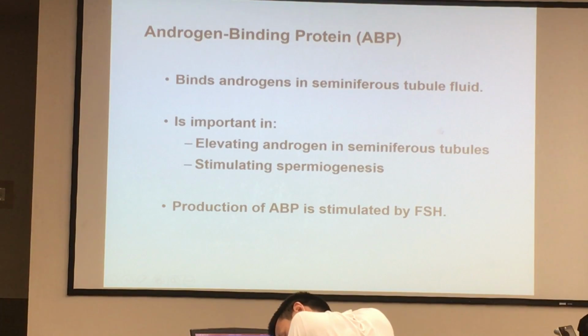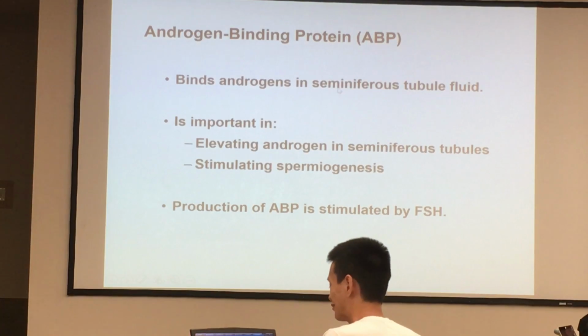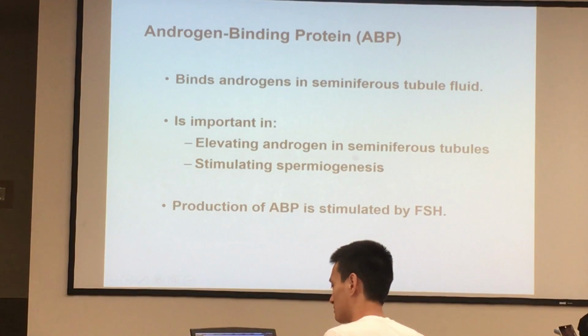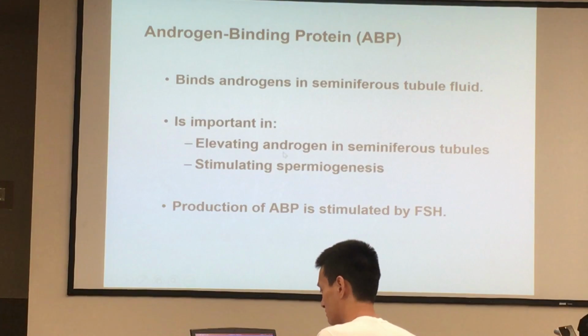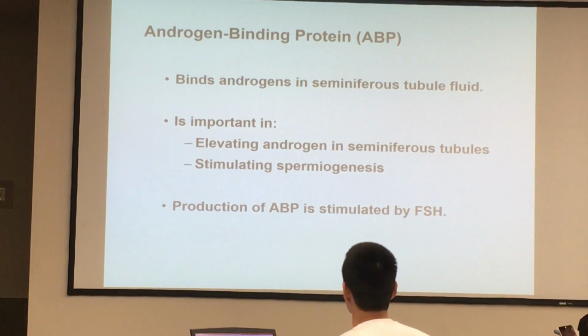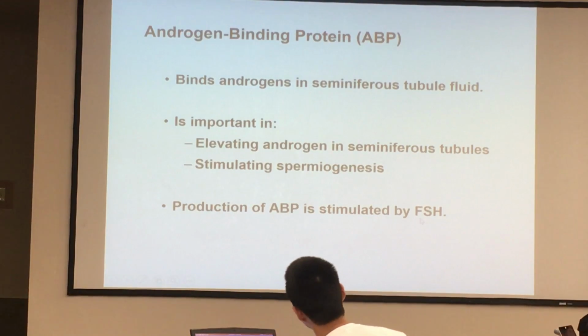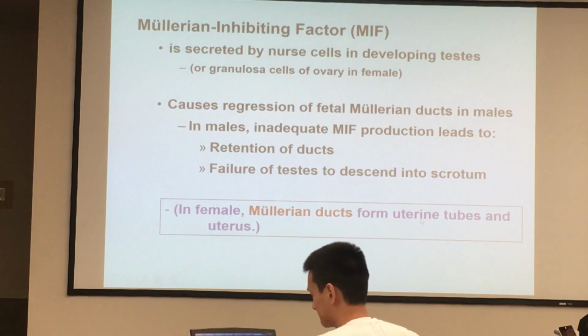Now, to say something more about the ABP, androgen binding protein, produced by nerve cell, because the androgen concentration is very low, they have to hold this androgen inside the seminiferous tubule fluid, okay? So they can increase androgen concentration there and help spermiogenesis, sperm changing shape, okay? And this ABP is affected by FSH. FSH will increase production. The other one is MIF.